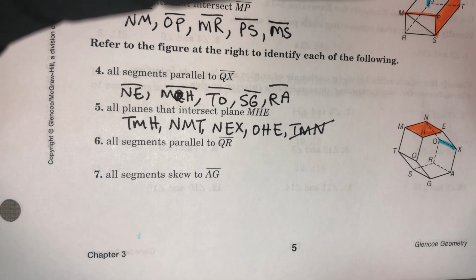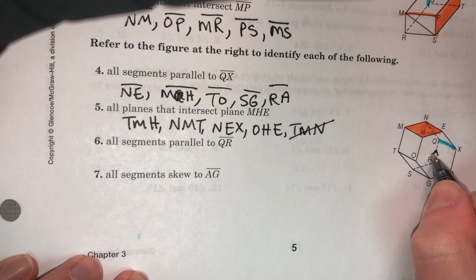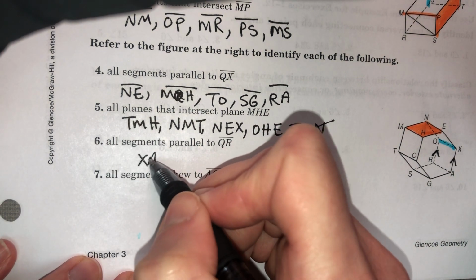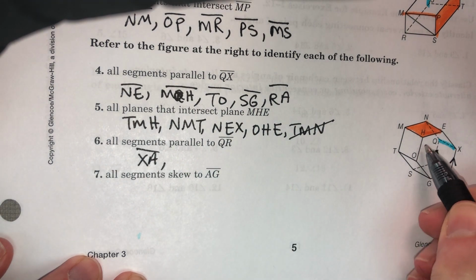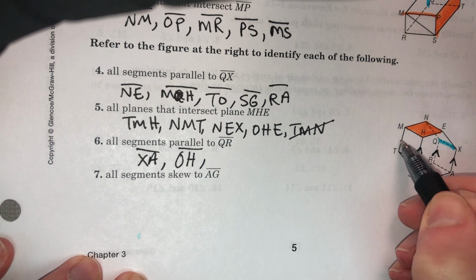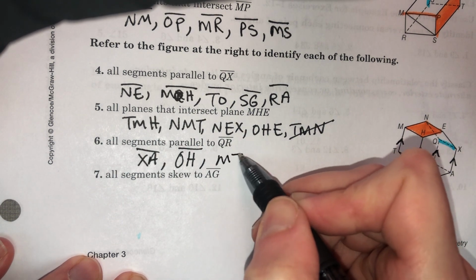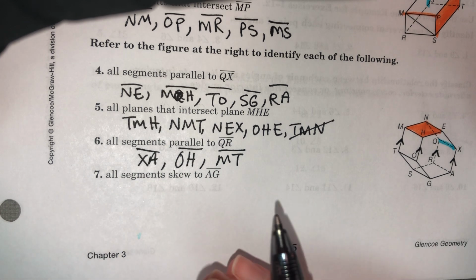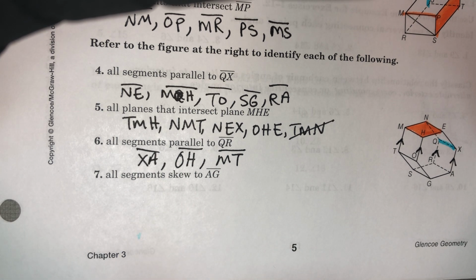Okay, next we've got all segments that are parallel to QR. So this is segment QR. Which ones are parallel to that? Well, there's one right across from it here, XA. That one is parallel. This one up here, OH, also is parallel. And this one, MT, is parallel. They all could be drawn in the same plane and not intersect.